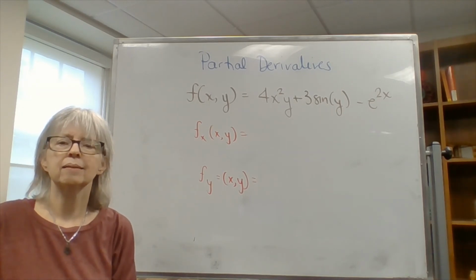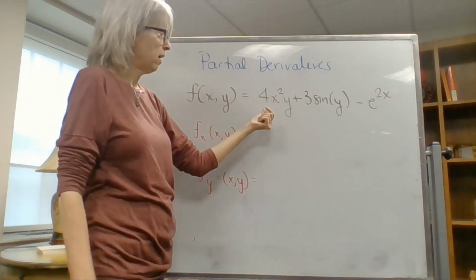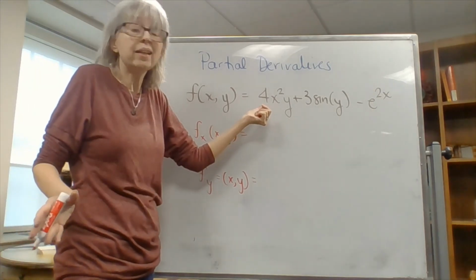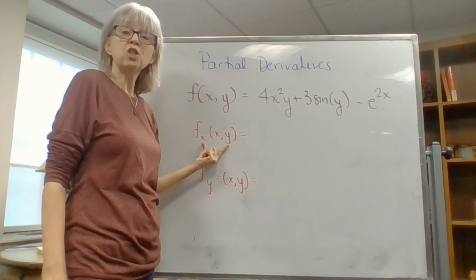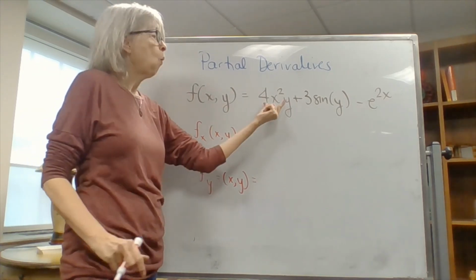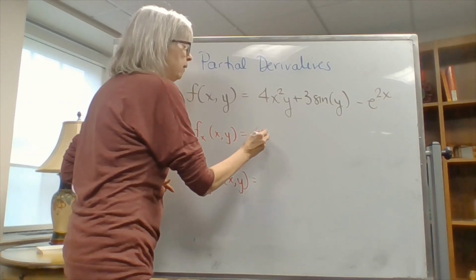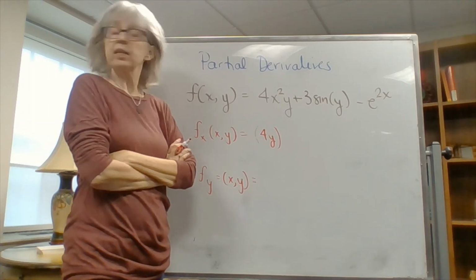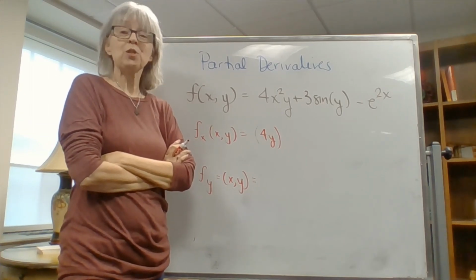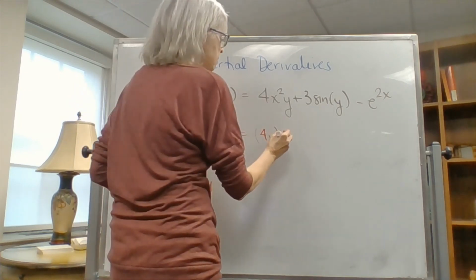Y is going to get treated like a constant. So when I look at this part, I see a 4, which is already a constant, and I see a y, which when x changes and y does not, y gets treated like a constant. So there's really this constant in front of x squared. And what's the derivative of x squared? 2x.